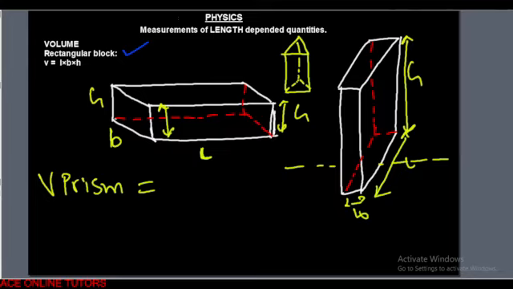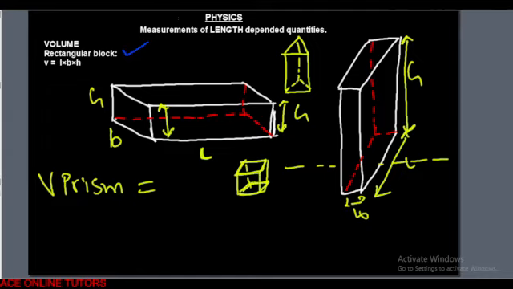A cube is also an example of a prism. This is a cube. Why? Because on top you have a square, and below it you also have a square. This is another square. So those are prisms.